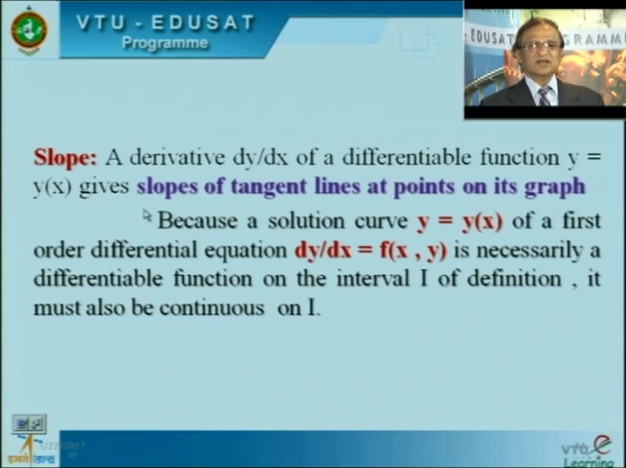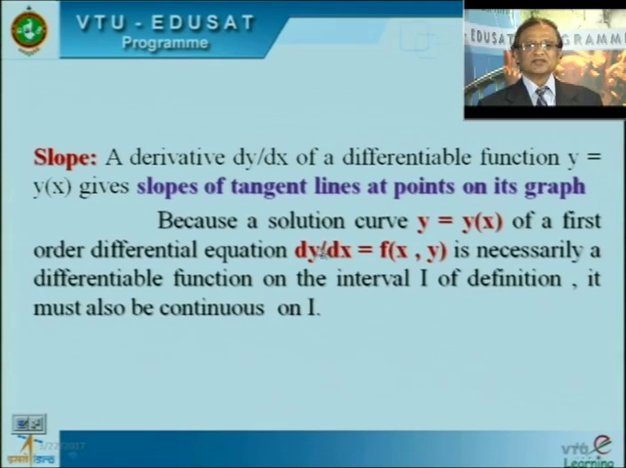So, what does it give? It gives the slope of tangent lines at points on its graph. So, what is the geometrical meaning of differentiation? We will say that it is the slope of tangent lines at points on its graph. What does it mean? A solution curve y equal to y of x of a first order differential equation dy by dx equal to f of x y is necessarily a differentiable function on the interval I of definition. It must also be continuous on I.